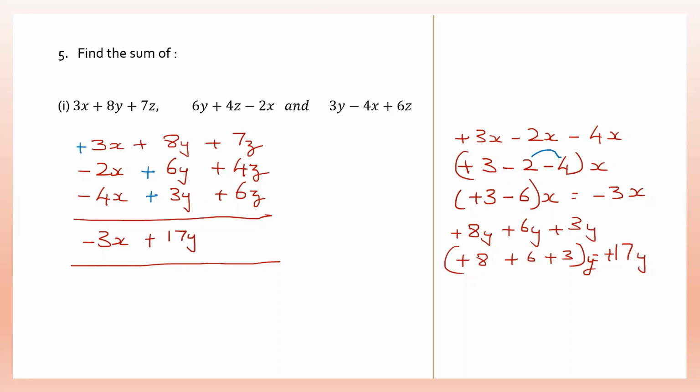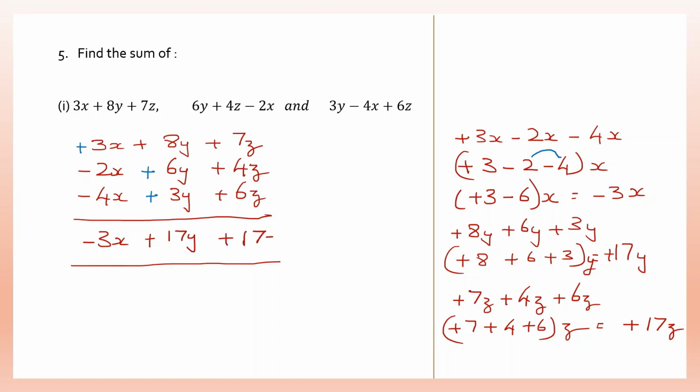17y. The next one, plus 7z plus 4z plus 6z. Take only the numbers plus 7 plus 4 plus 6 and we put a z. Let's add it up together. Since the signs are all the same, we put a plus sign and add. 7 plus 4 is 11. 11 plus 6 is 17. 17z. So it is plus 17z.